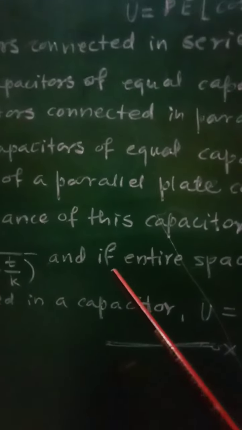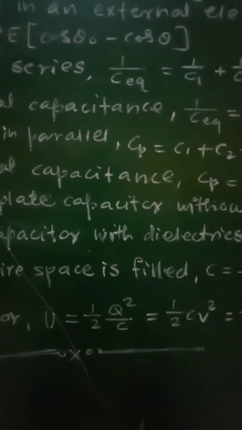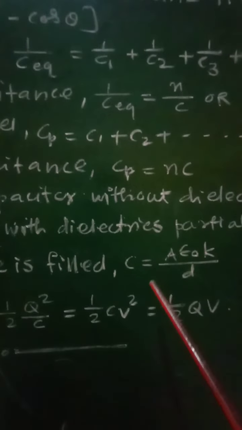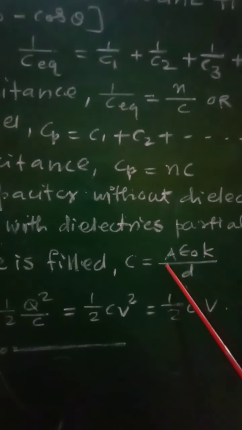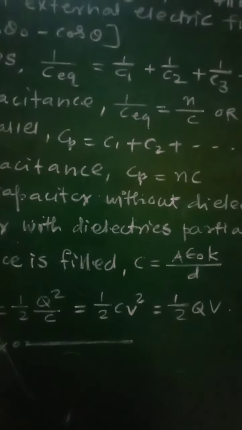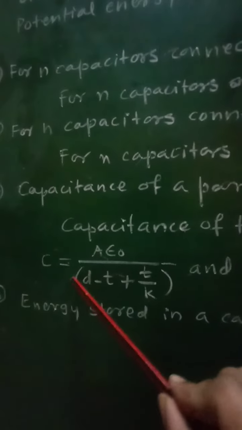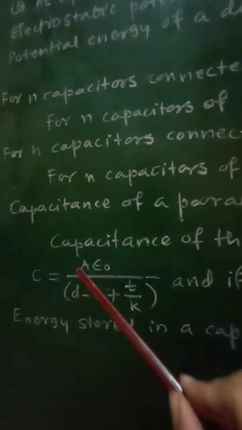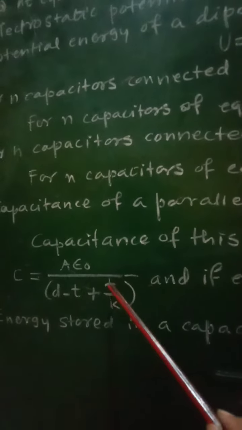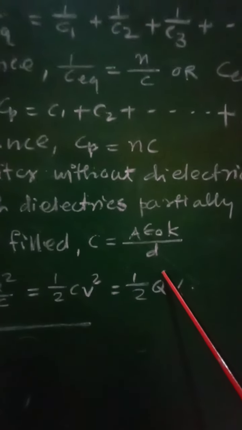Instead of that, if the entire space between the two plates of the capacitor is filled with dielectric, that is D equal to T, at that time C will be equal to A epsilon 0 K upon D. Because in this case the space between the two plates is completely filled with dielectric, D will be equal to T, D minus T will get cancelled and we will get T upon K, that is D upon K, and therefore C will be equal to A epsilon 0 K upon D.